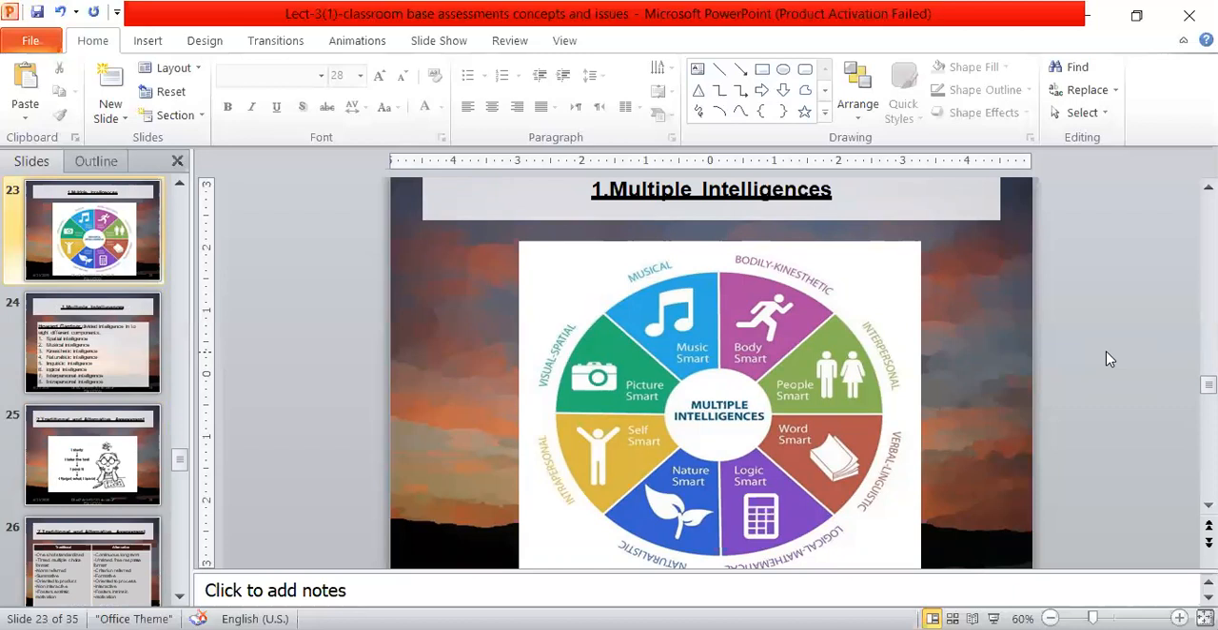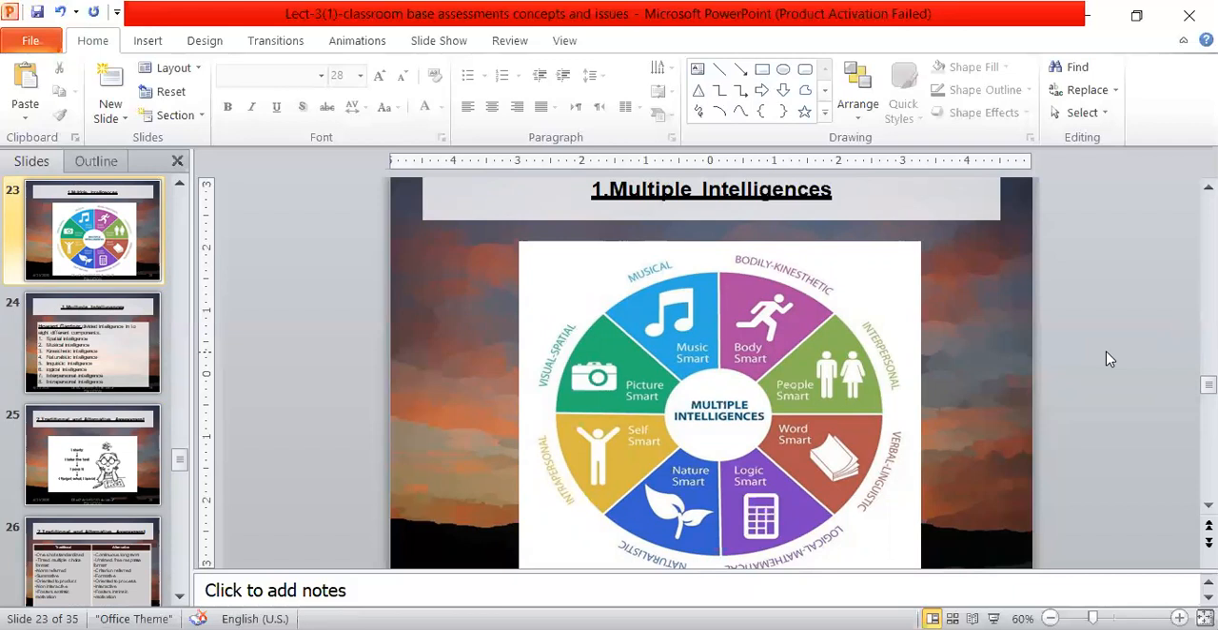First, we discuss multiple intelligence. It is comprised of 8 smarts: body smart, people smart, word smart, logic smart, nature smart, self smart, picture smart, and music smart. When we say body smart, it means body language. And when we say people smart, it means the interpersonal relation of people among themselves on the basis of human race, religion, gender, and their other demographics.